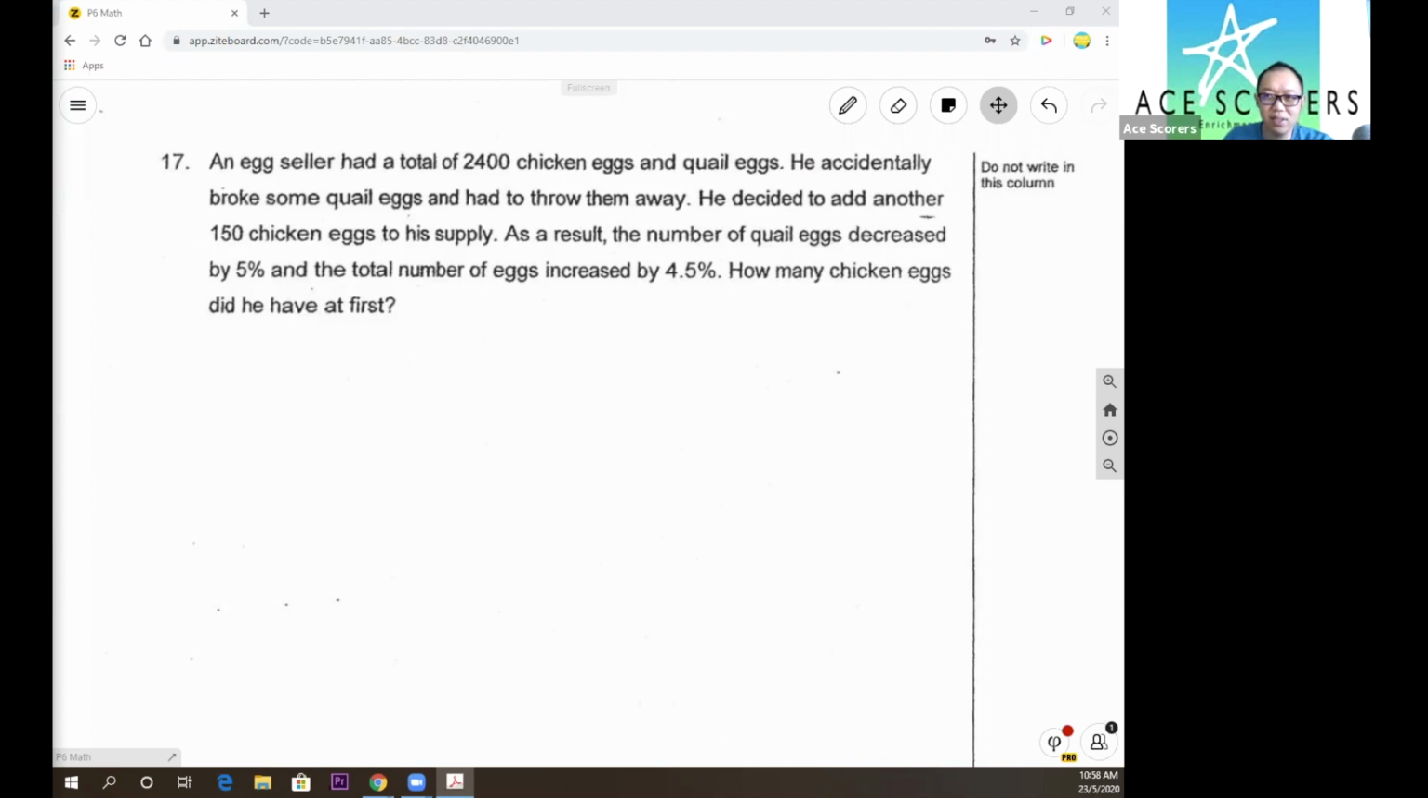Okay, we look at this one. Question 17 is a difficult math problem sum. Gotta take out my spectacles, can't see properly. Okay, we look at this first, right? I know Stadio got this correct, but we shall look at it. An egg seller had a total of 2,400 chicken eggs and quail eggs. So these are two different types of eggs. He accidentally broke some quail eggs and threw them away. He decided to add another 150 chicken eggs. As a result, the number of quail eggs decreased by 5% and the total number of eggs increased by 4.5%. How many chicken eggs did he have at first?